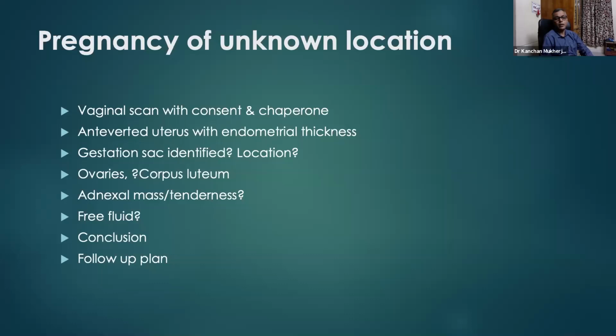And then if there are adnexal masses, you should mention them, and whether there was any tenderness during TVS. Was there free fluid? And then finally you draw up a conclusion with all your evidence, with all your findings. Suggest a follow-up plan, like when that patient should be scanned again. And if you want a beta HCG report done, you can also discuss with the clinician. So think laterally, I would say.